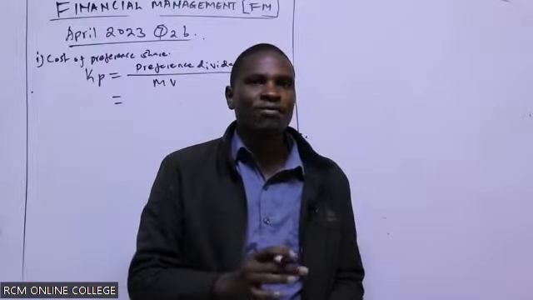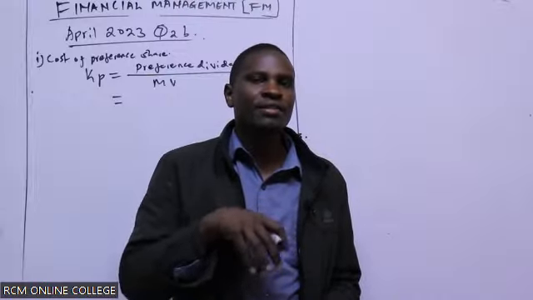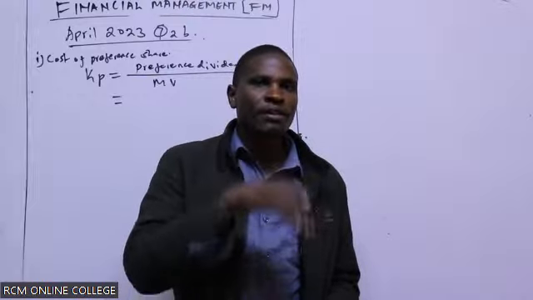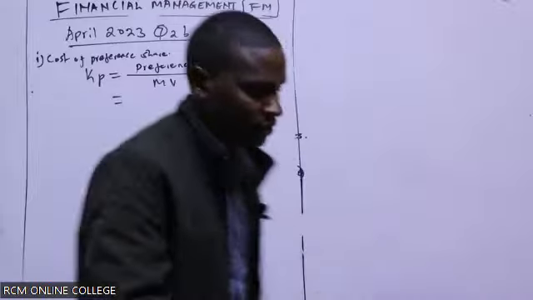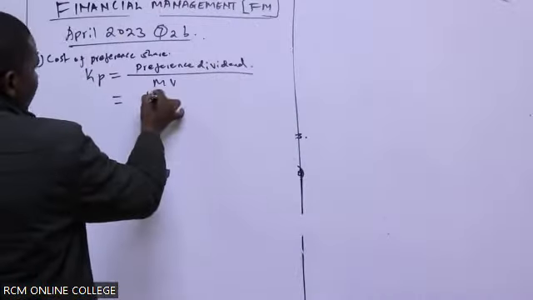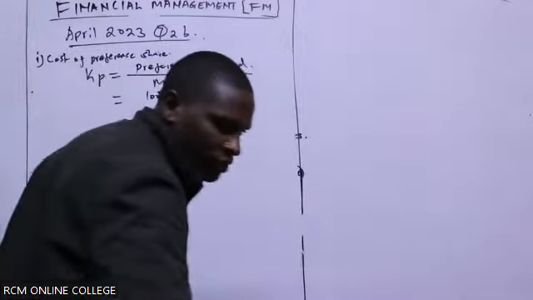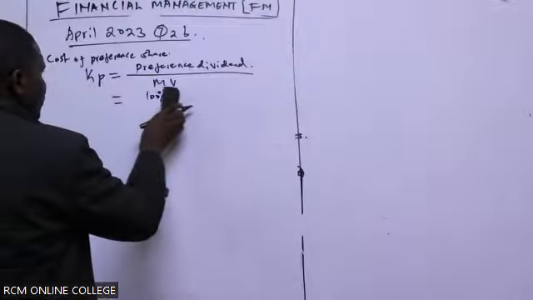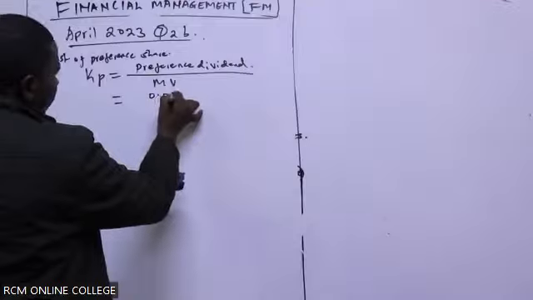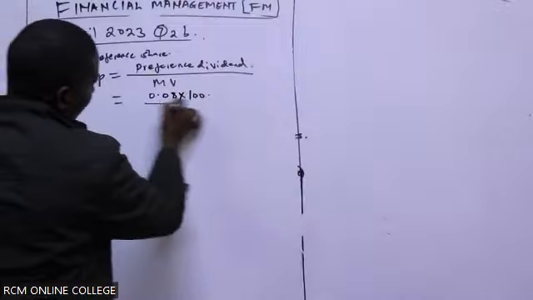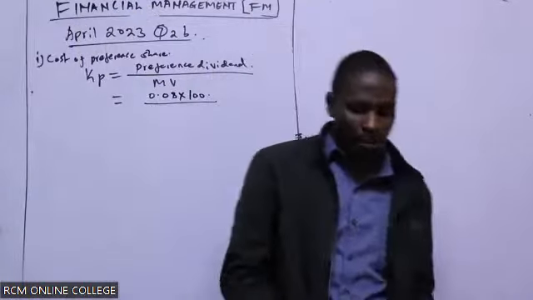100. Remember, to get the preference dividend, it is just like how we get interest. How do we get interest from a loan? You take the interest rate times the par, the loan borrowed. So it will be 8%, since we are told the preference dividend is 8. So it will be 8% or 0.08 times 100 divided by market value. Now, the challenge was here: to determine the market value.